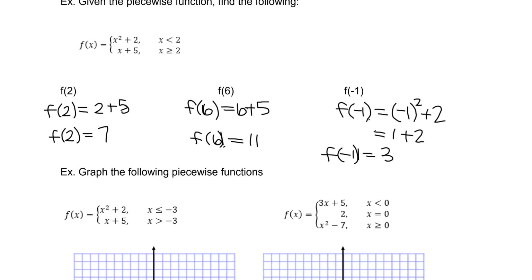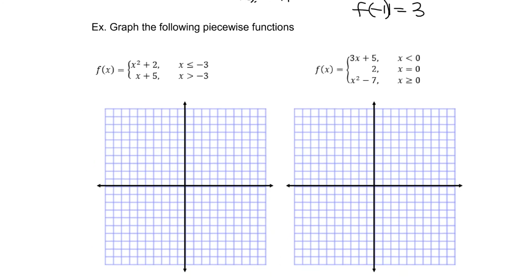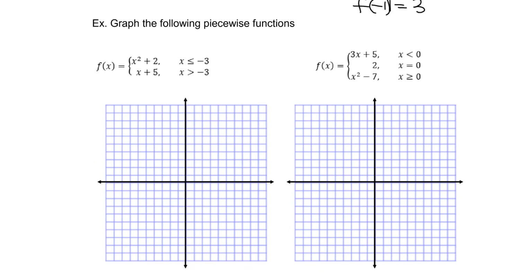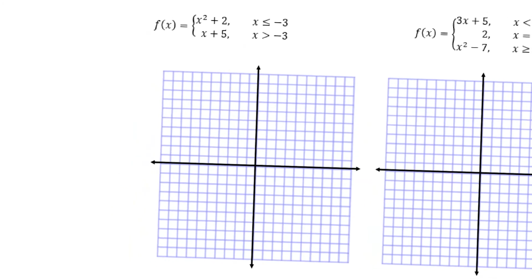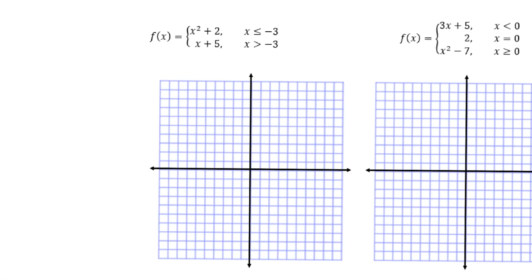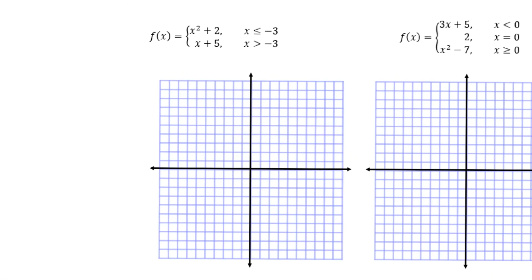Now we're going to go ahead and graph piecewise functions. When you graph a piecewise function, you graph both functions given on the same graph, but you're not necessarily graphing the entire function. You only graph it for when it satisfies the given inequality. So our first example is f of x equals x squared plus 2 for x less than or equal to negative 3, and f of x equals x plus 5 for x greater than negative 3.